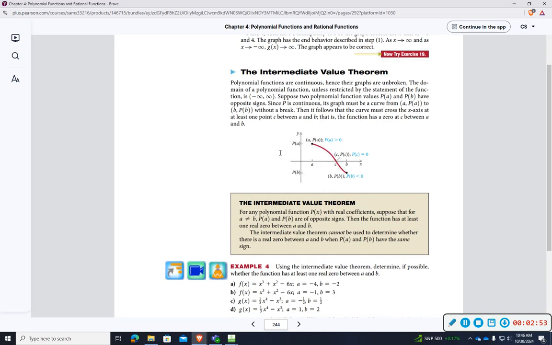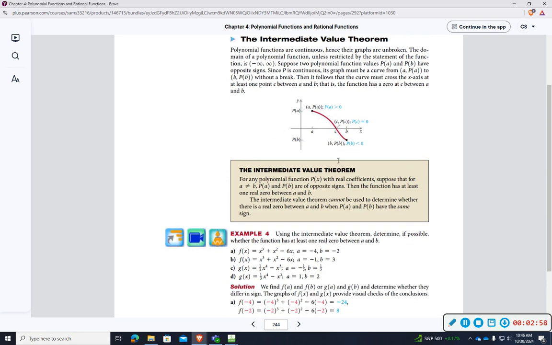And then the intermediate value theorem. So this is a difficult read, okay, but it's really a simple concept. So if you were reading the definition for the intermediate value theorem, it says for any polynomial p of x with real coefficients, suppose that a is not equal to b, p of a and p of b are of opposite signs, the function has at least one real zero between a and b, and the intermediate value theorem cannot be used to determine whether there is a real zero between a and b when p of a and p of b have the same sign. Okay, so that's really difficult to understand, but here's the simple version of what's going on.